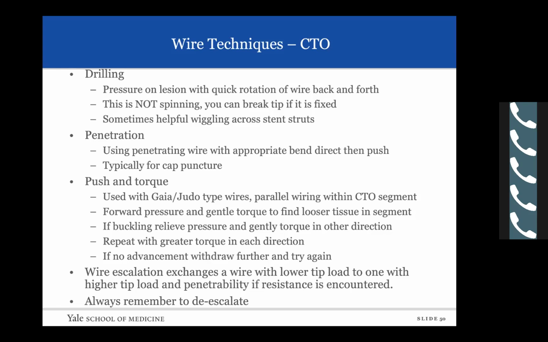Push and torque has been proposed a lot for the Gaia or Judo type wires as parallel wiring within the CTO segment. It's similar to how we would ordinarily do a wire, but these wires are very torqueable. It's a 60 degree turn on the wire and a gentle push and probe. If the wire buckles, you're meeting resistance or calcification. In the CTO segment, you pull the wire back a millimeter or 2 millimeters, take the buckle off the wire, retorque it another 60 degrees in a different direction, and then re-advance to slowly and methodically make your way across a CTO. This is kind of what used to be known as the Japanese style, but it's a very slow and meticulous way of getting things done.